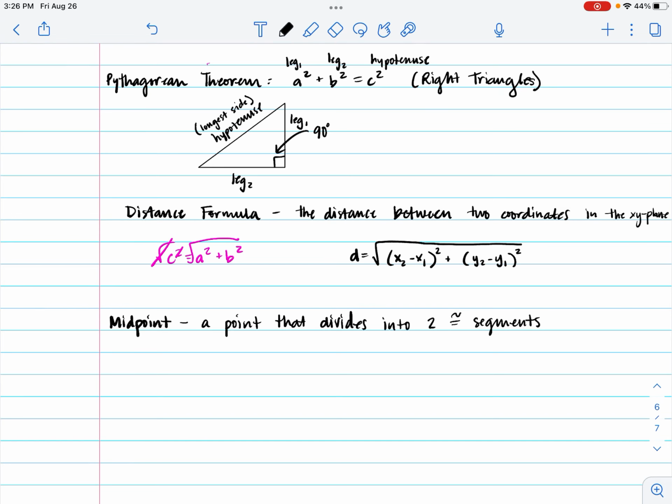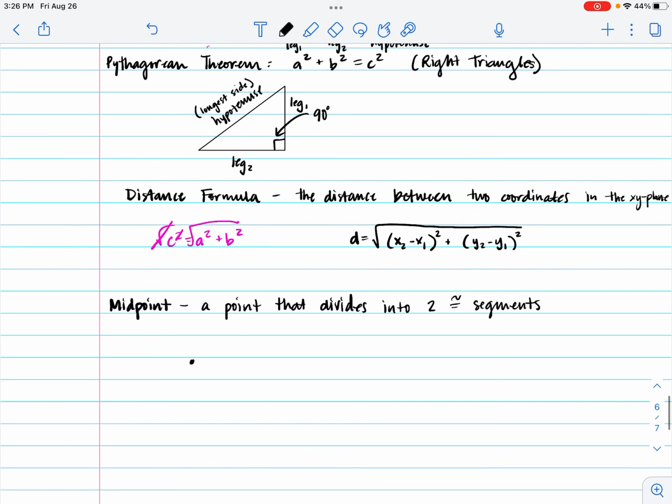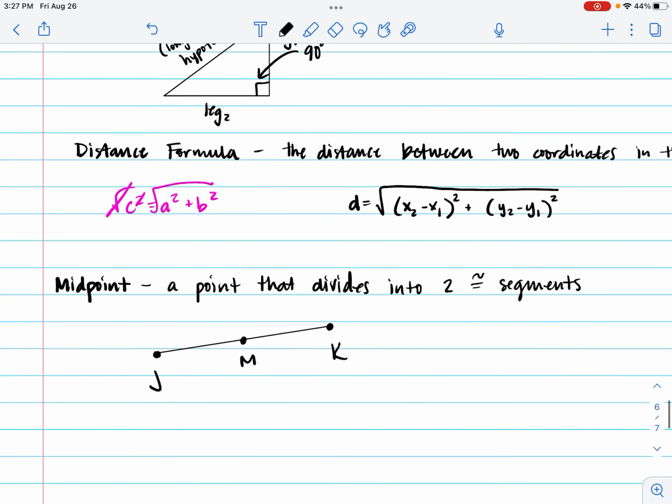And there's a nice formula for it. For instance, I'm going to draw a quick diagram here. Let's use different letters. Let's use J and K, and then here, I'm going to put M. I'm also going to put little dash marks here. So that means M is directly in the middle. M is the midpoint. You could also say, using this definition, JM is equal to MK because M is directly in the middle.